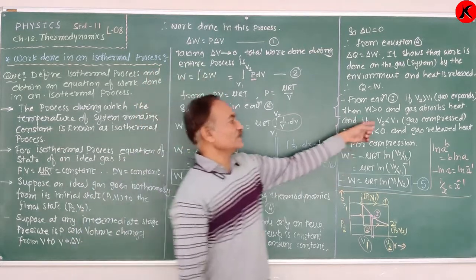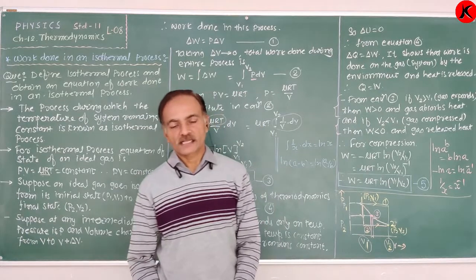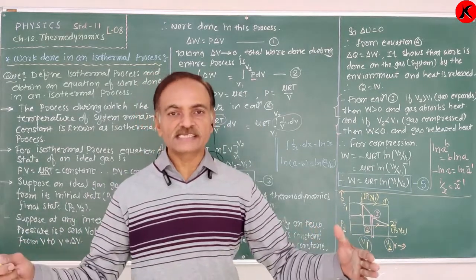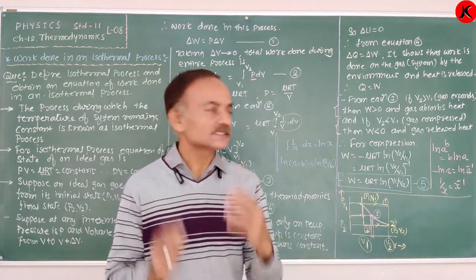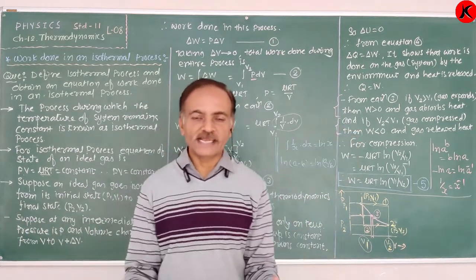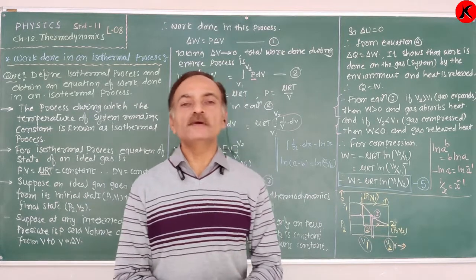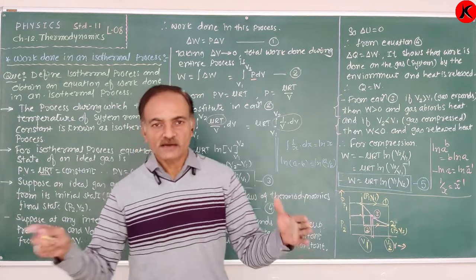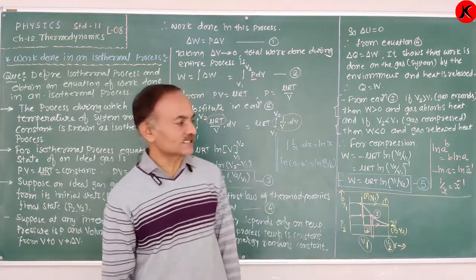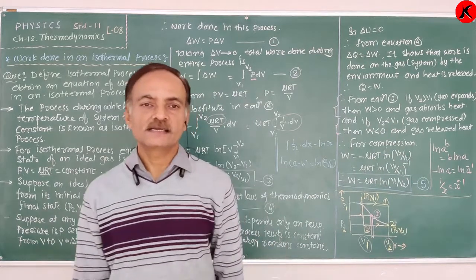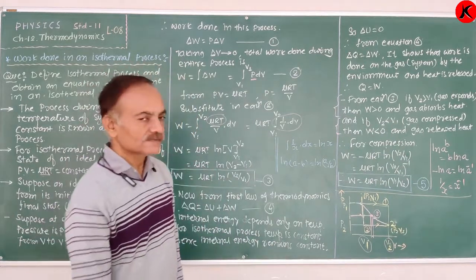And if V2 is less than V1, that means the gas is compressed, that means the system is compressed, with initial volume V1 and final volume V2. Then the work done is negative, that means W is less than 0. Here the work is done by the environment on the system, and during this process the heat is released.